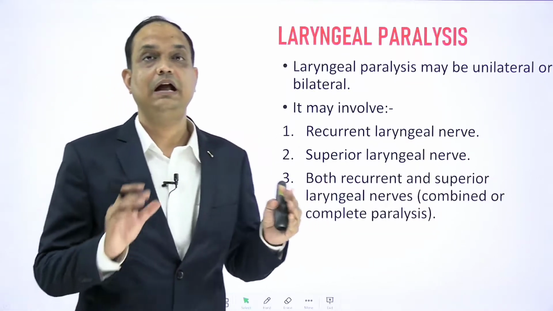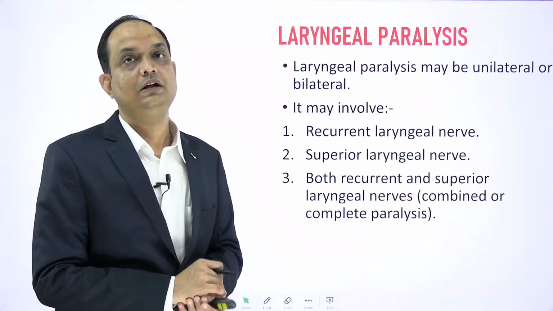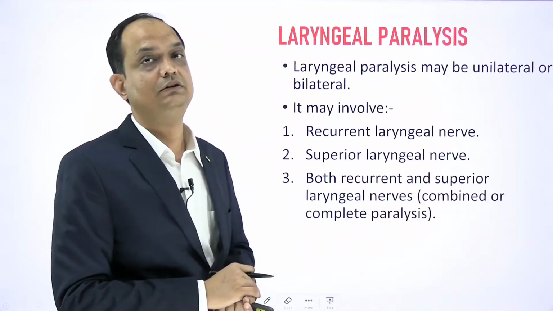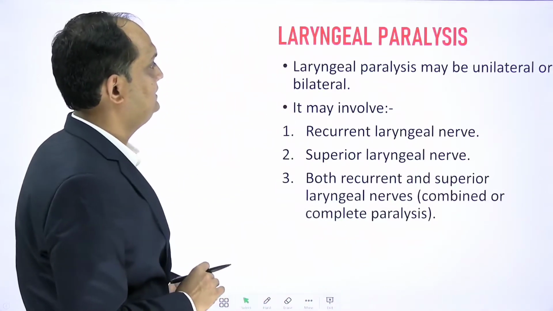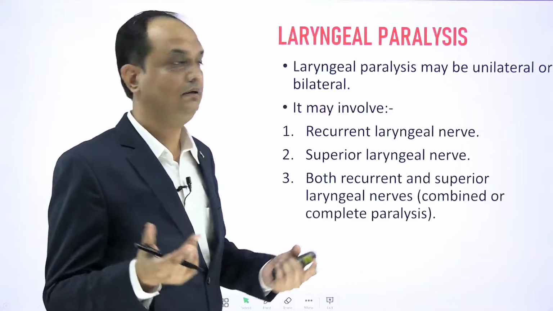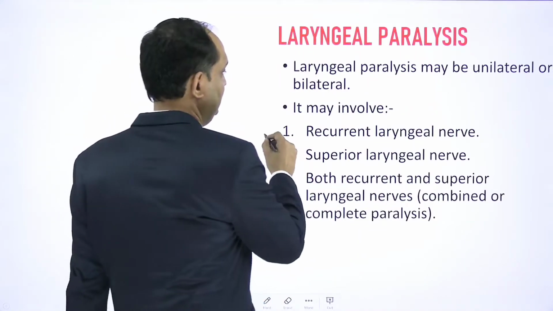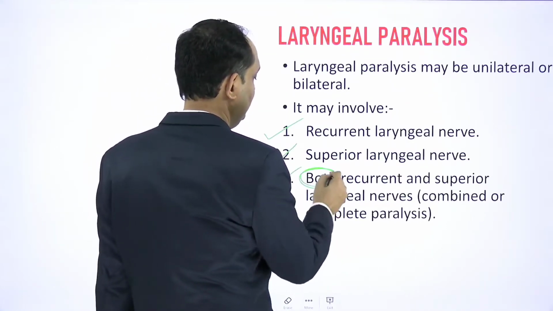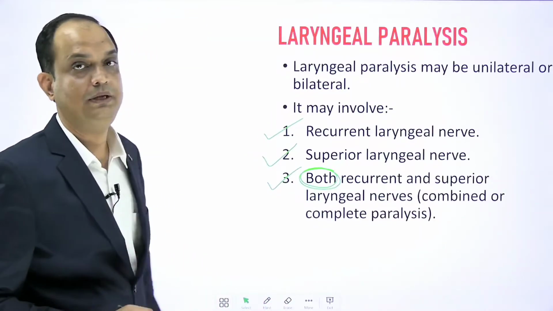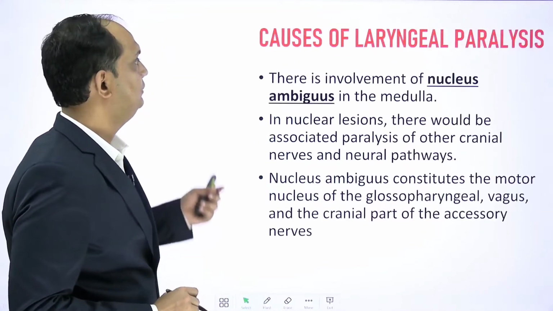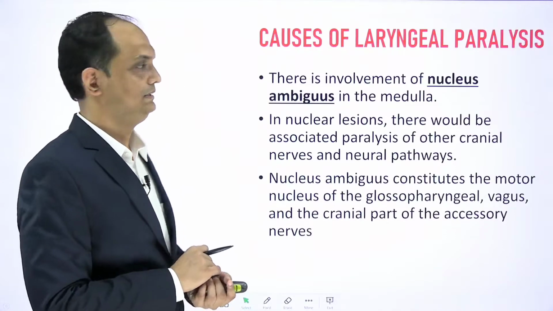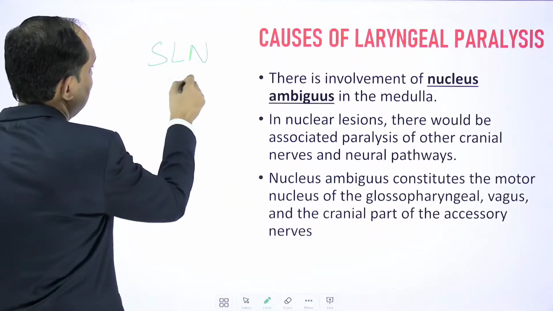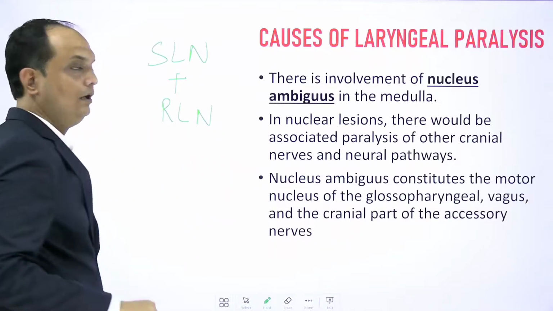Now after having the idea about the motor supply, now we should have the idea about laryngeal paralysis. What will happen if these nerves get injured? So the laryngeal paralysis may be unilateral or may be bilateral. Now they may involve the recurrent laryngeal nerve, they may involve the superior laryngeal nerve, or there may be a combined involvement of both recurrent and superior laryngeal nerve. So what are the causes of these paralyses? If there is involvement of superior laryngeal nerve plus recurrent laryngeal nerve, what does it mean?